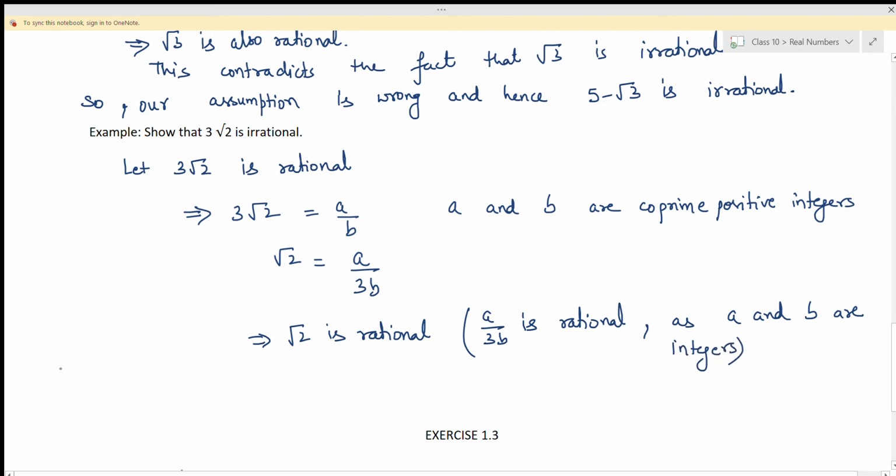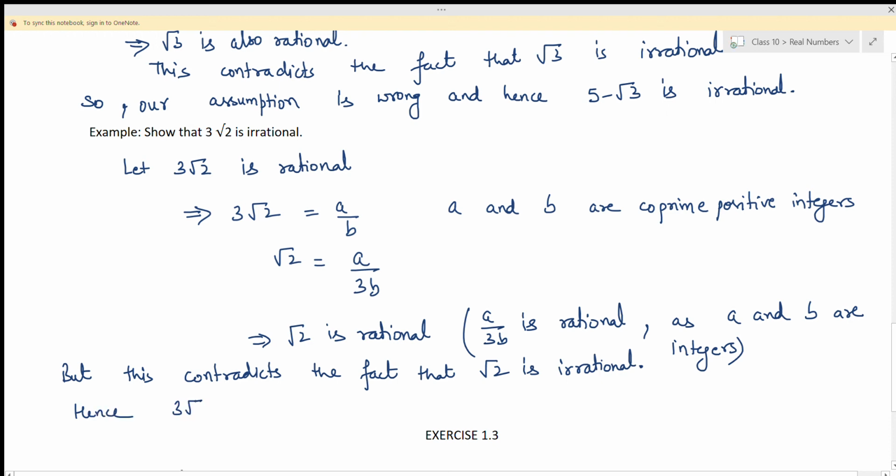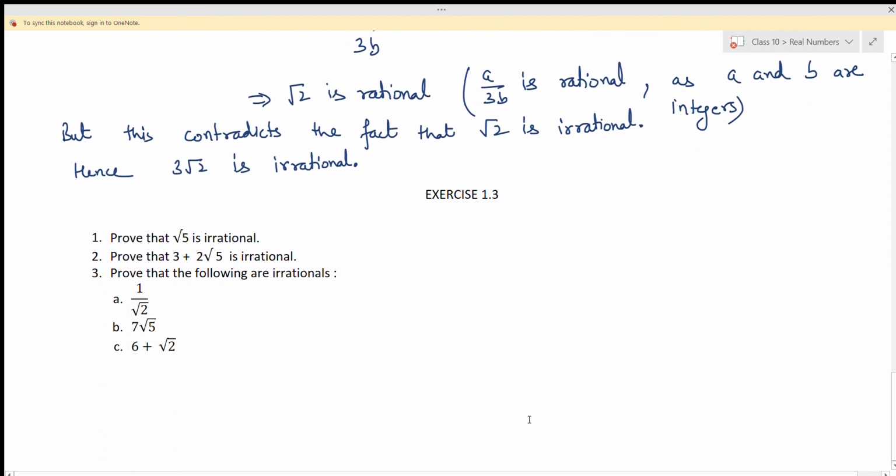Same statement, but this contradicts the fact that root 2 is irrational. So hence 3 root 2 is irrational. Hope from these examples it is clear how to do these questions.